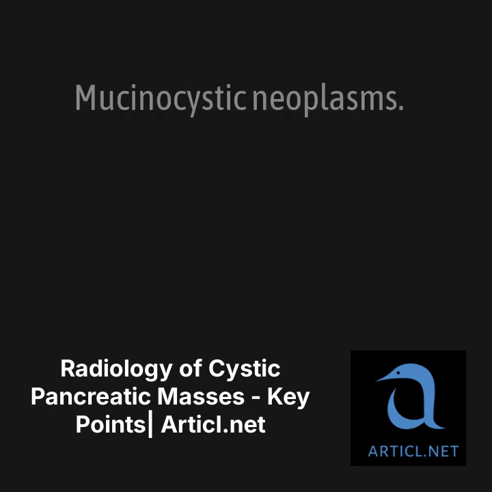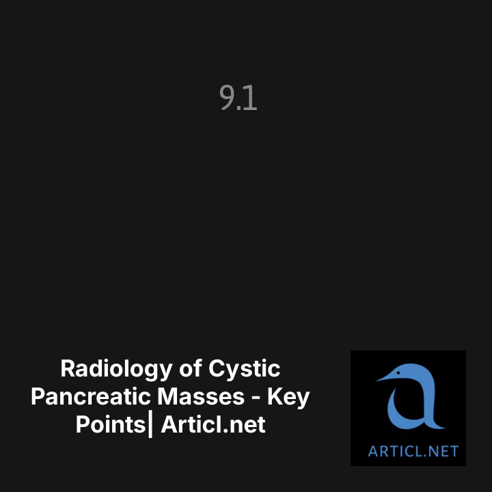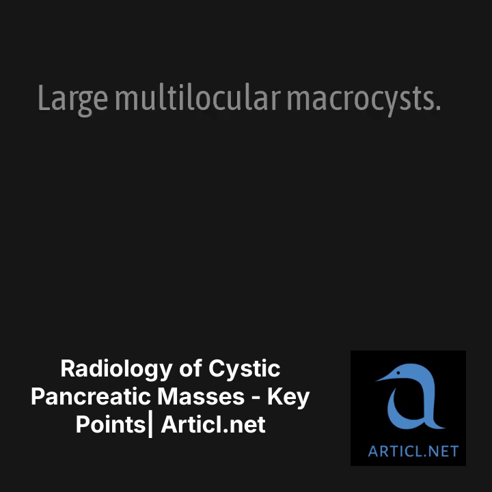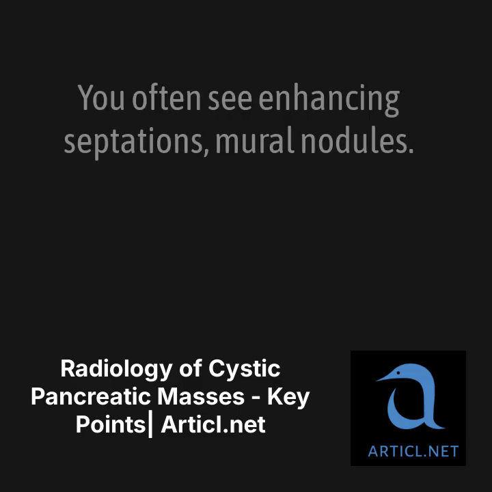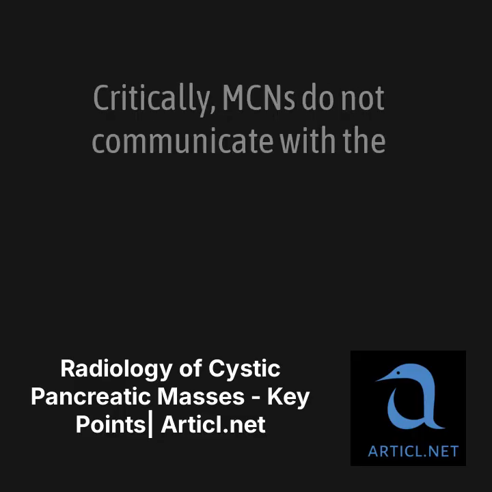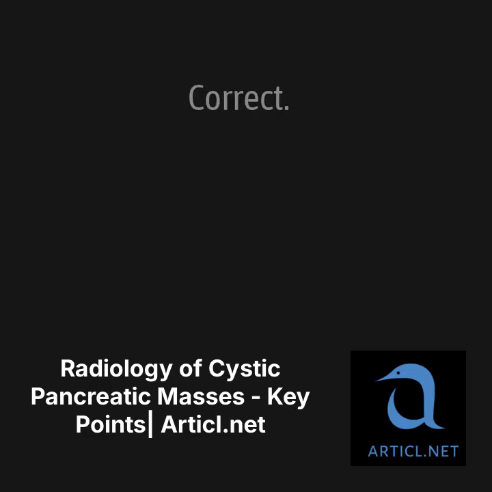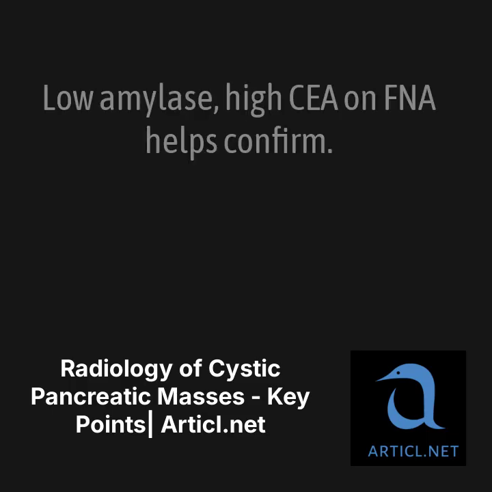Key distinction. Now, mucinous cystic neoplasms, MCNs. Almost exclusively female, 9 to 1 ratio, usually body or tail. Right. Large, multilocular macrocysts. Fewer locules than SCA, maybe less than 6, but larger, often over 2 centimeters. You often see enhancing septations, mural nodules. And those peripheral or lamellated calcifications we mentioned earlier? Critically, MCNs do not communicate with the pancreatic duct. Correct. And given their malignant potential, they're generally considered surgical lesions. Low amylase, high CEA on FNA helps confirm.